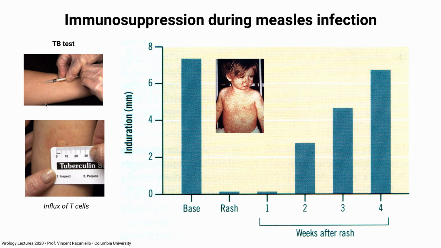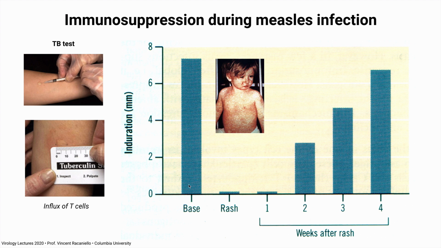And if this individual has tuberculosis, you will have an influx of T cells, which are primed by the bacterial infection, into this injected area, and you have a swelling or induration that you can measure. This is a good way to tell if someone has been infected with tuberculosis bacteria. But here we're using it as an indicator of immunosuppression. So if measles is immunosuppressing, we should see a reduced induration here.